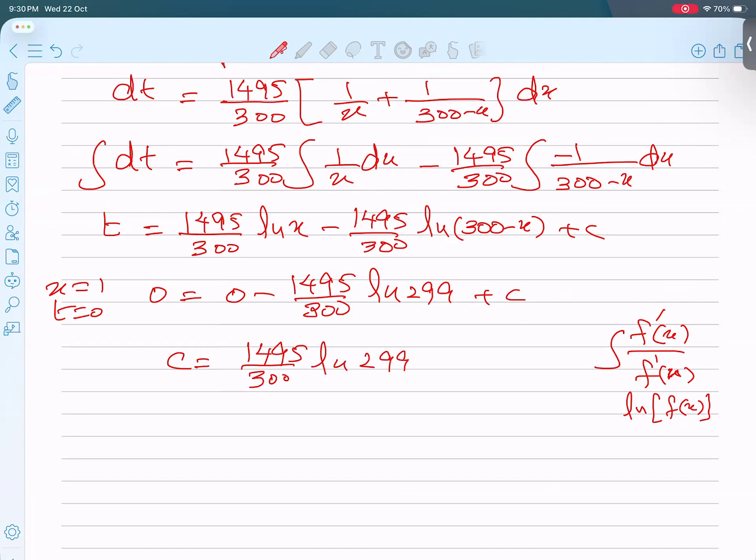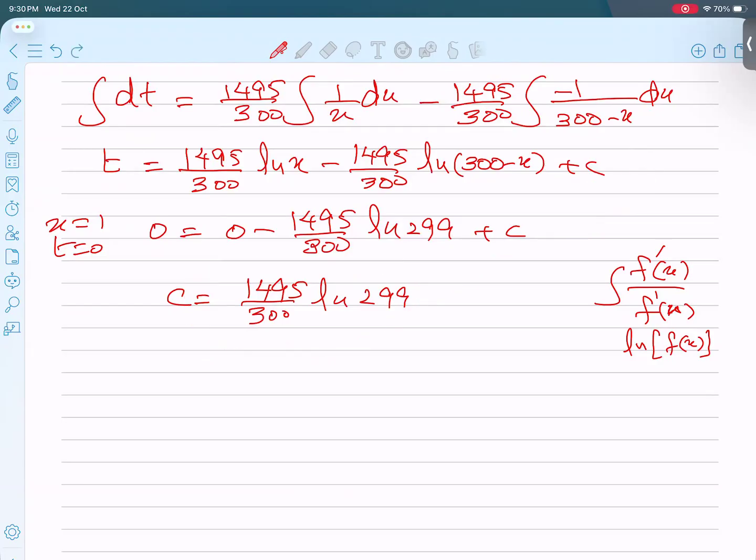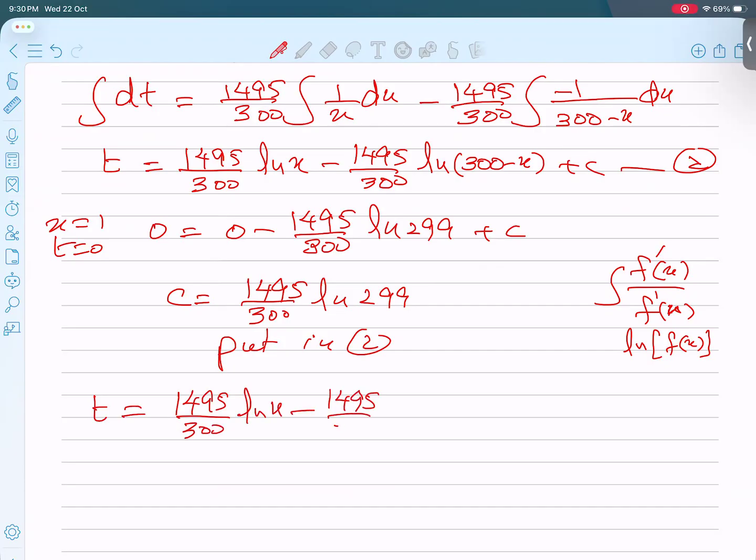I hope this part is also very clear. Now I'm going to plug this whole thing back into this equation. This is equation number 2, I label it. So put in 2: t is equal to 1495 by 300 log of x minus 1495 by 300 log of 300 minus x, and I'm replacing the c value. So again I get 1495 over 300 into log of 299. You know, student, what is the log property?